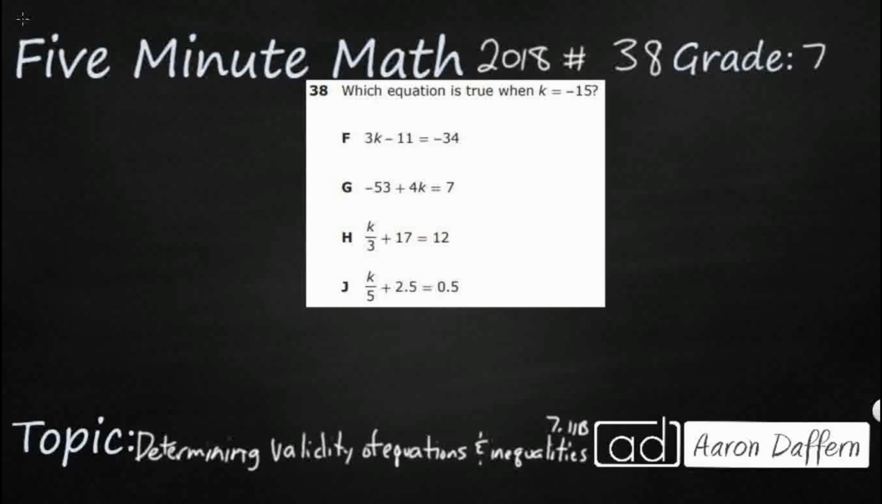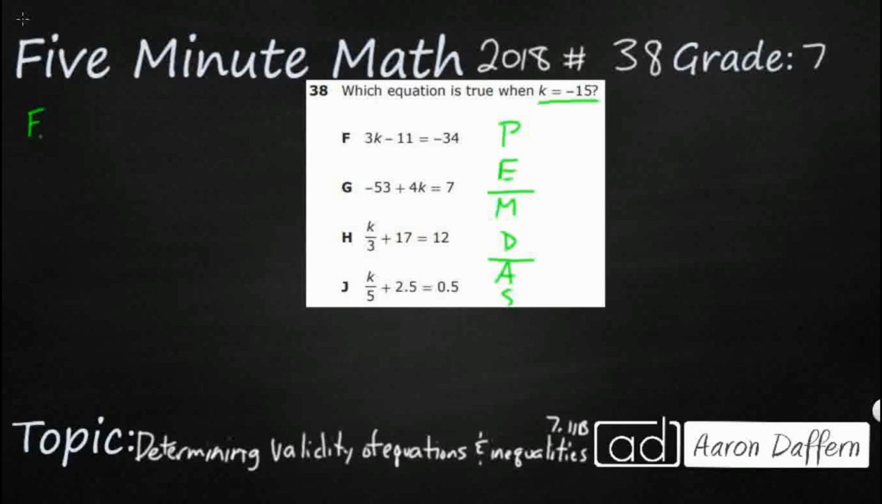So we have 4 equations that we need to check, and we're looking for k equals negative 15. We could solve each of these equations for k to see which one equals negative 15, but actually I'm going to use substitution. I'm going to use my Please Excuse My Dear Aunt Sally to help me remember my order of operations. We'll just plug in this negative 15 whenever we see k, and we'll see if that makes the equation balanced.